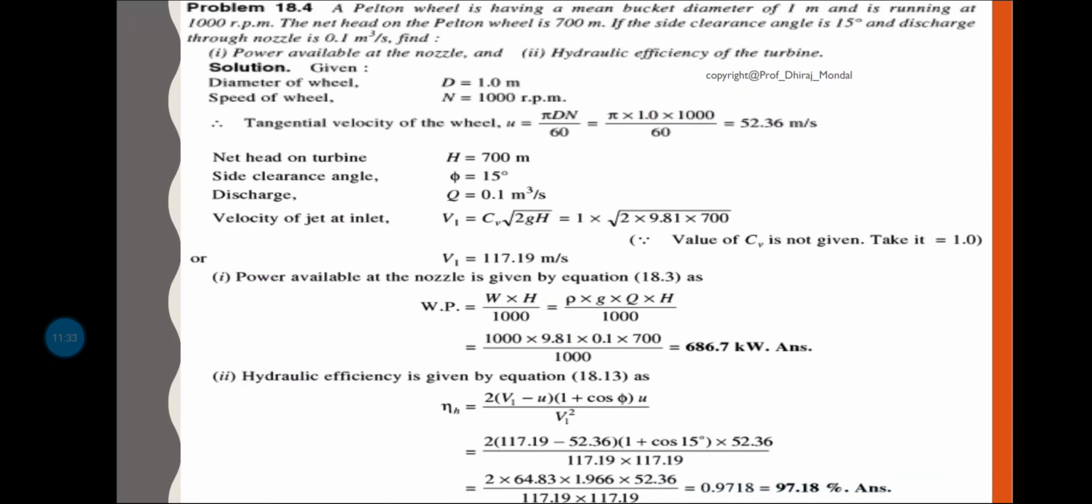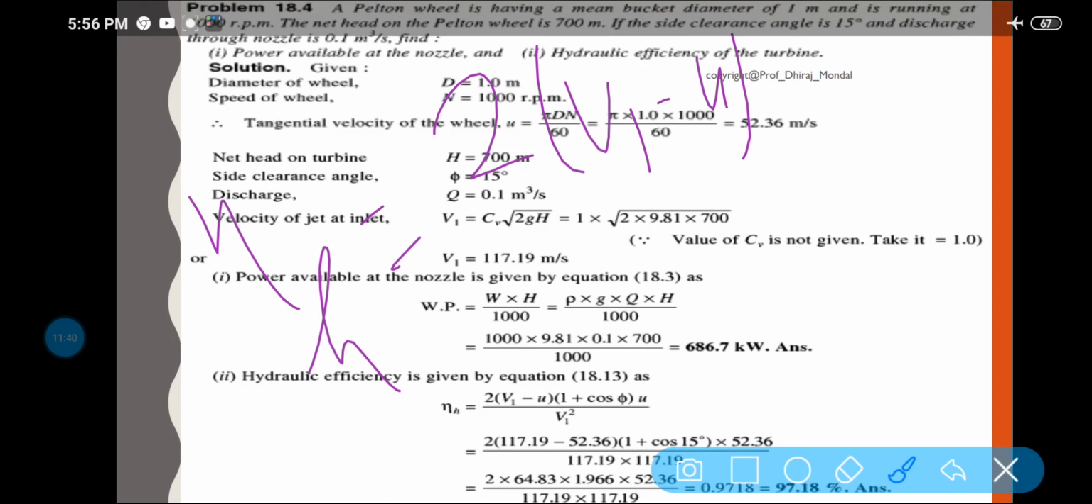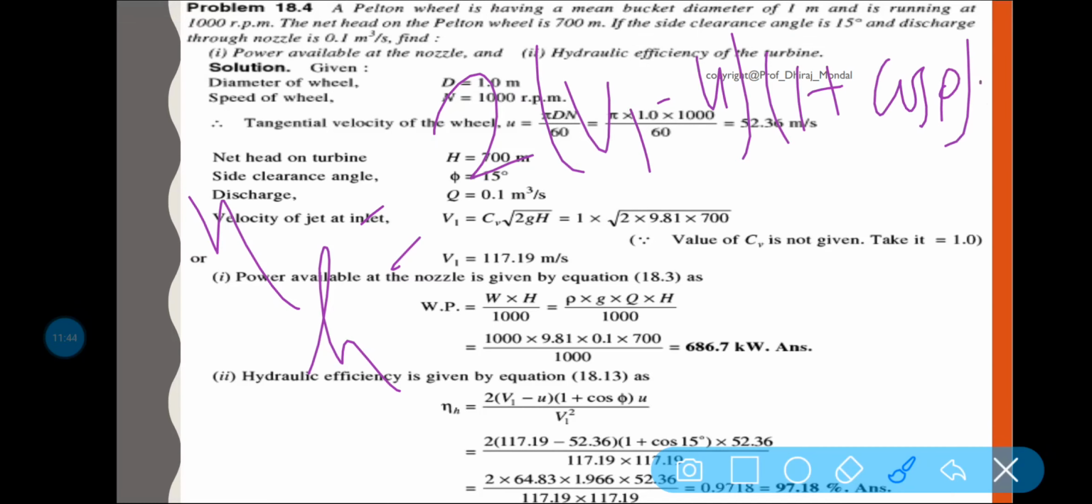Again I am writing, hydraulic efficiency is equal to 2 into (v1 minus u) into (1 plus cos phi) into u by v1 square. So this is the hydraulic efficiency by theory. This is the theoretical value of the hydraulic efficiency.